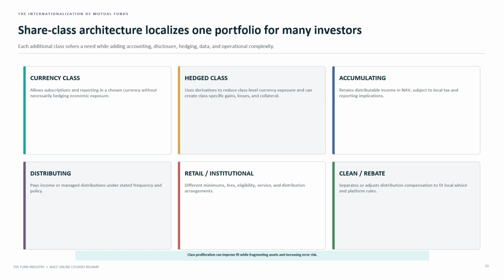Hedging must be allocated correctly. Expenses and income must be assigned to the right class. Documents, tax data, platform identifiers, and performance histories must remain accurate. Too few classes can make the fund unusable in a market. Too many can fragment assets and increase error risk. Share classes are not free accessories added by clicking a menu. They are small operating businesses attached to one portfolio, each with a different invoice and occasionally a strong opinion about the euro.